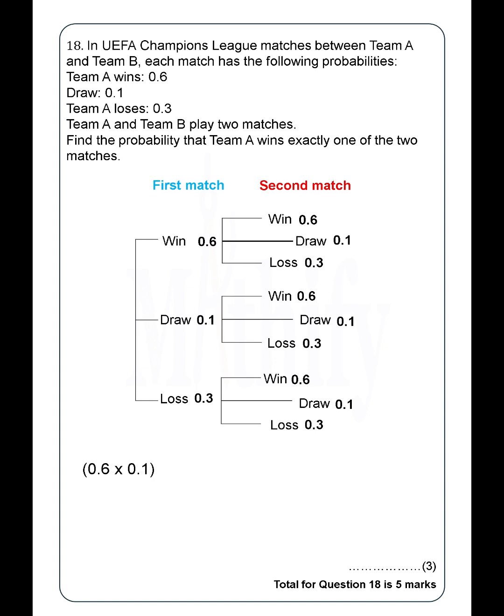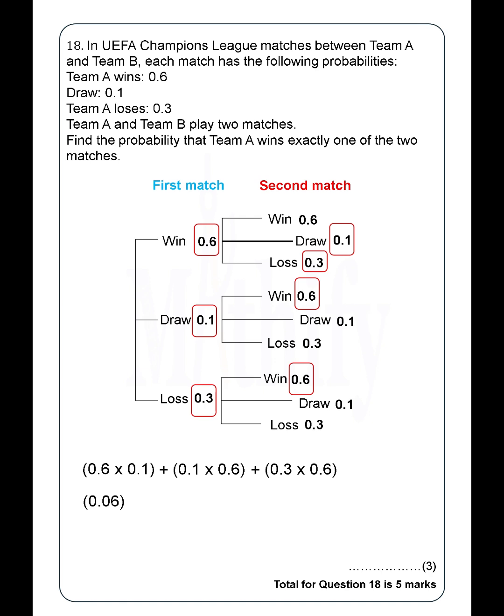So we need to work out the probability of winning and drawing a match. So 0.6 times 0.1. Also, we need to work out the probability of winning and losing a match. So plus 0.6 times 0.3. Probability of drawing a match and winning a match, so 0.1 times 0.6, plus 0.3 times 0.6 for the probability of losing a match and winning a match.